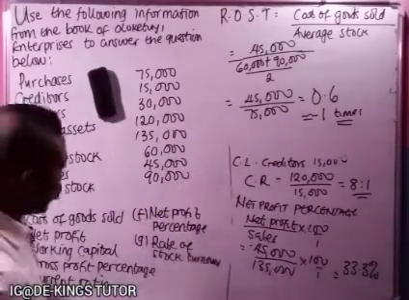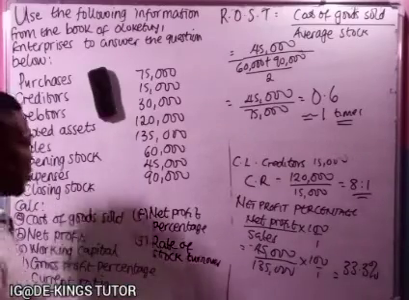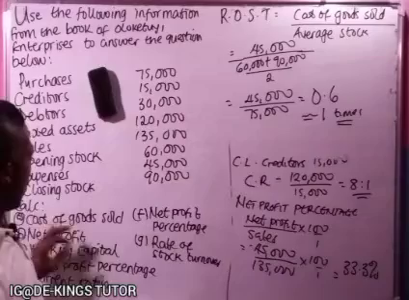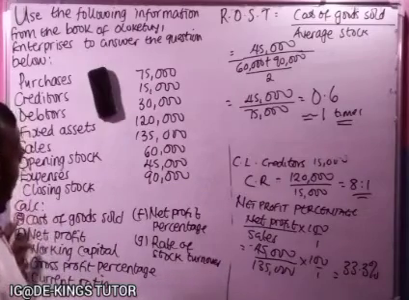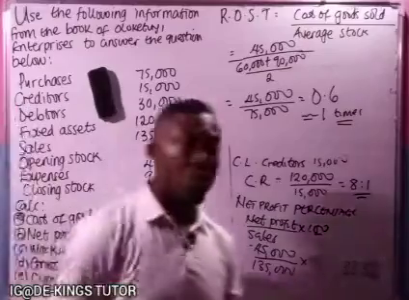Okay, so that is the question that was given to us to find the cost of goods sold, the net profit, working capital, gross profit percentage, current ratio, net profit percentage, and the rate of stock turnover.